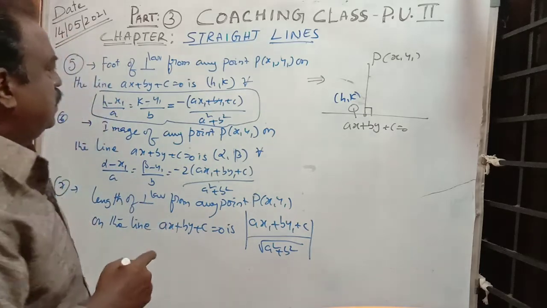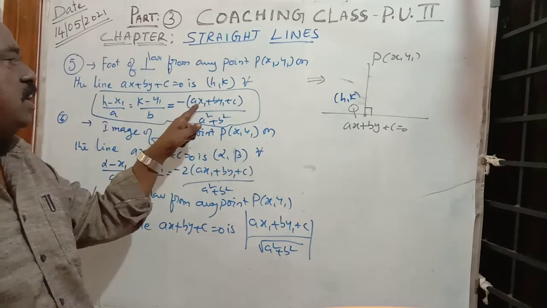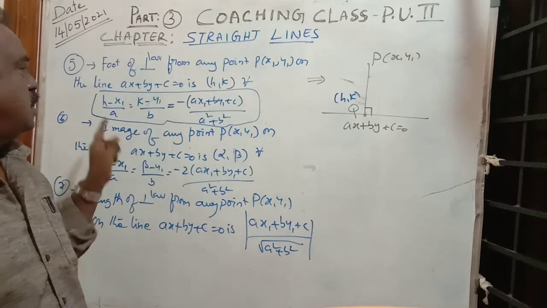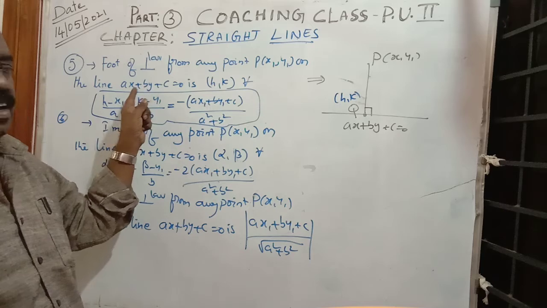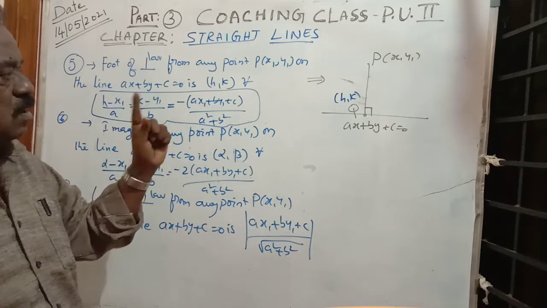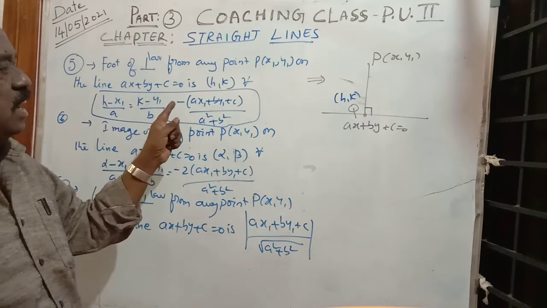I will tell clearly, don't confuse. Here x1, y1 are the numbers, and a, b, c are the coefficients. So while solving a problem, we can easily understand that.